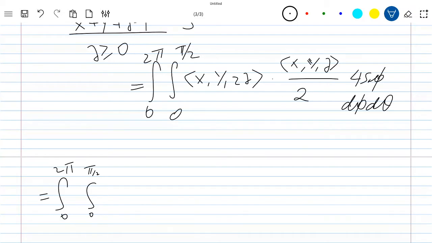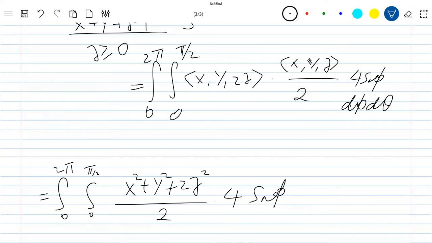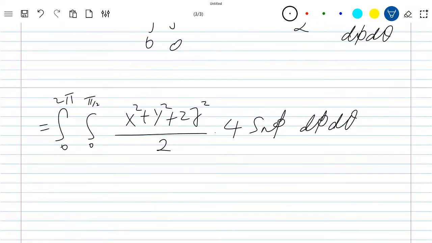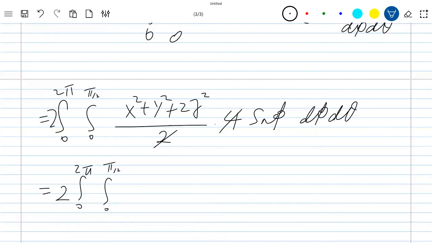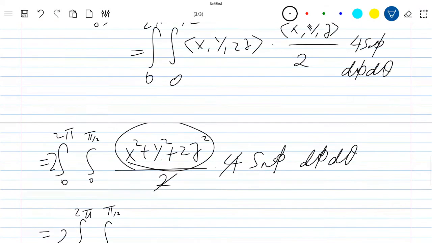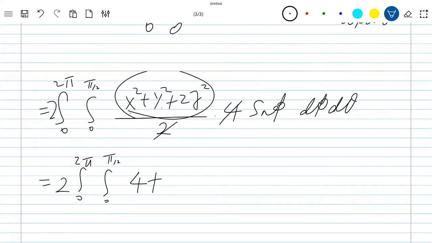Okay, let's do the dot product. (x squared plus y squared plus 2z squared) over 2 times 4 sine phi d phi d theta. Alright, and you can cancel the 2. You get 2, integral from 0 to 2 pi, 0 to pi over 2. Okay, what is this? You have x squared plus y squared plus z squared, which is just 4, right? But you have an extra z squared. How do you do that?